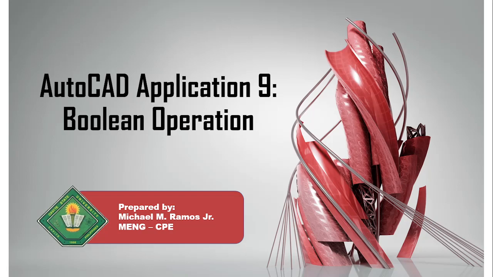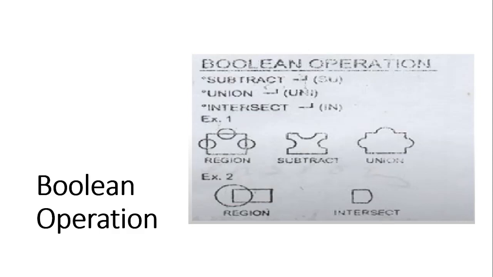For this video, we will demonstrate how to apply Boolean operation. This is AutoCAD application number 9, based from the video of Dr. Edwin R. Arboleda, our professor in computer-aided drafting and design. When it comes to the Boolean operation, we have three types of Boolean operators: the subtract function, the union function, and the intersect function. We have two different examples, and let's try to apply the subtract, the union, and also the intersect.